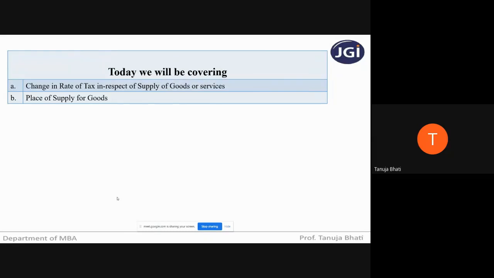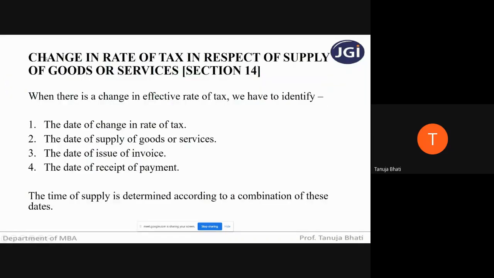So students, today we will be covering change in rate of tax in respect of supply of goods or services and place of supply for goods. So let us first understand what change in rate of tax in respect of supply of goods or services stands for.